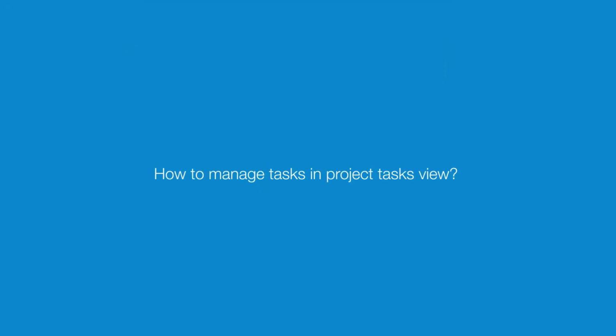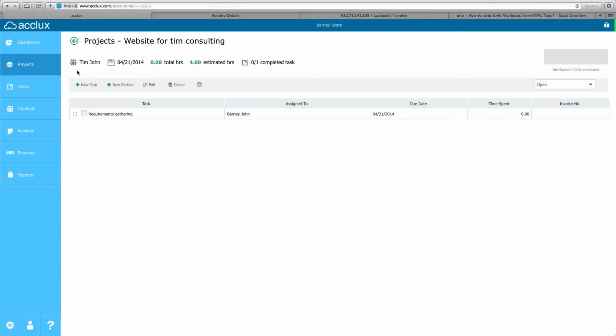Let's talk more about the tasks view or project dashboard. As we learned before, here you find projects information. This section here is about the project tasks. You can filter tasks depending on task status.